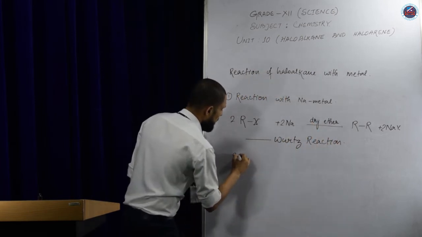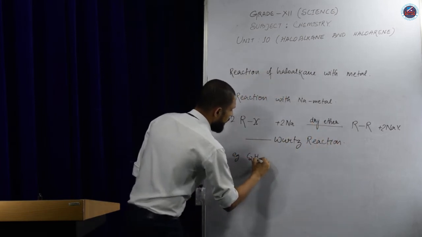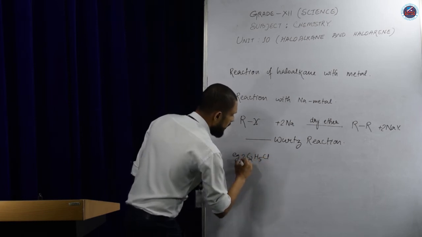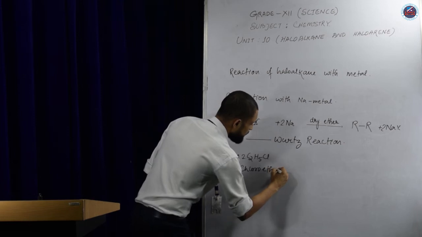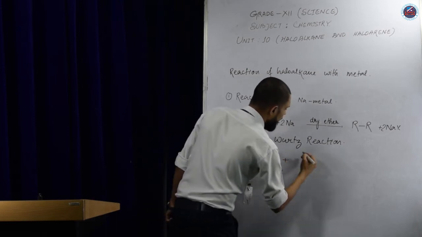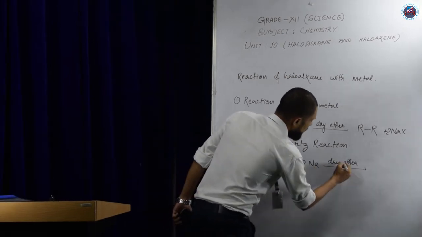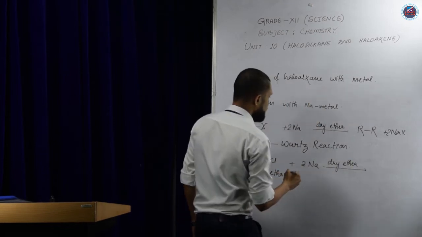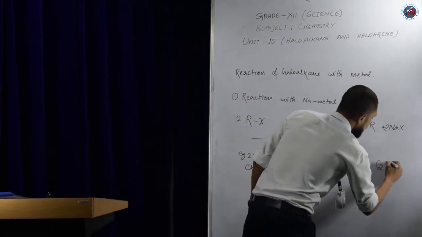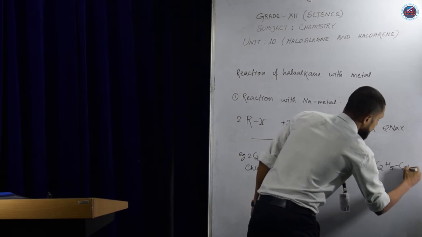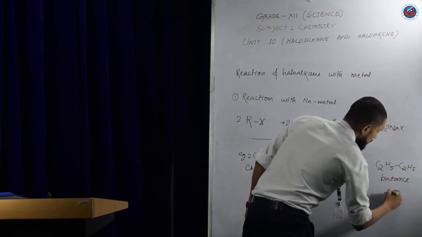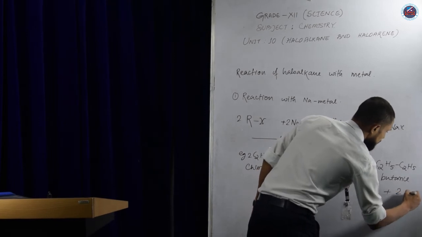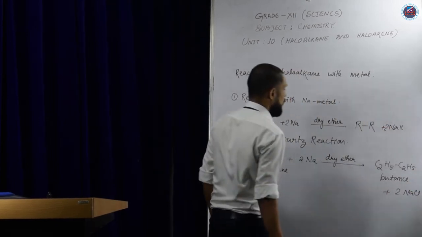An example, C2H5Cl. The name of this compound is chloroethane. If chloroethane reacts with sodium in dry ether medium to give butane, and the side product will be 2 molecules of sodium chloride.